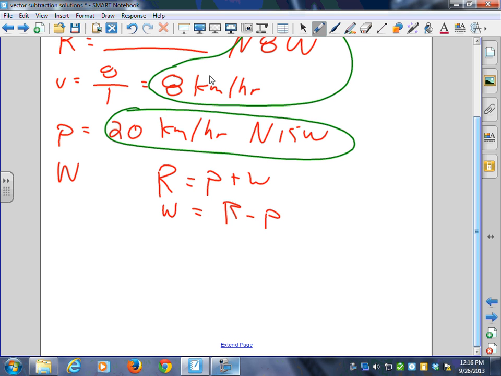I'm going to draw my resultant. It's at 8 kilometers an hour, north 8 west. North 8 to the west. And that value there is only 8. We're going to need a scale here, like 1 centimeter equals maybe something like 2 kilometers per hour. So that is my resultant.